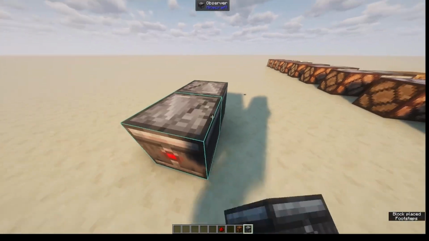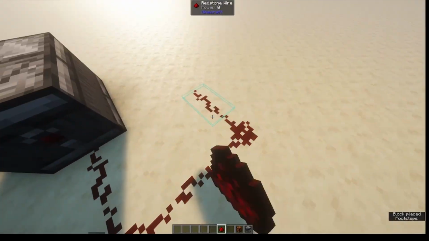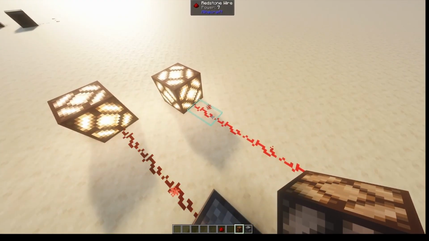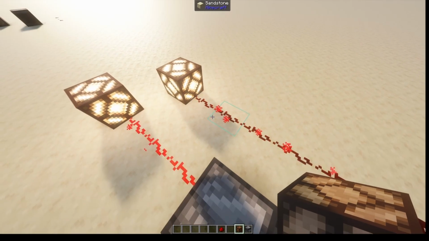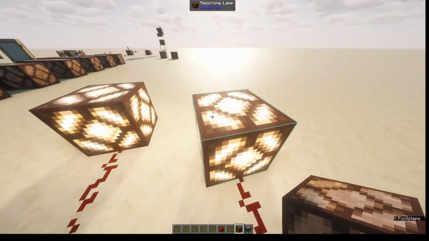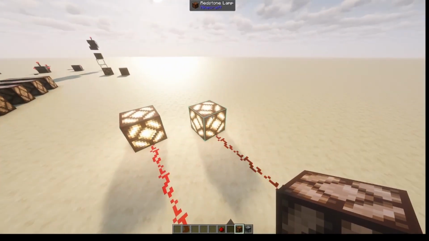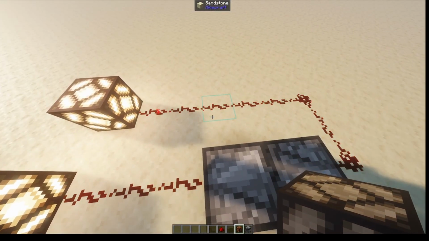Now if you let two observers observe each other, you can see that it creates an infinite loop. And as you can see, the power constantly turns on and off, so there is no delay for it to turn off the redstone lamp, which means that these two redstone lamps will constantly be powered on.